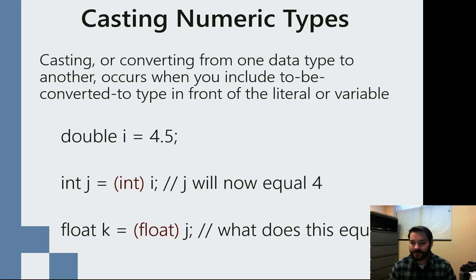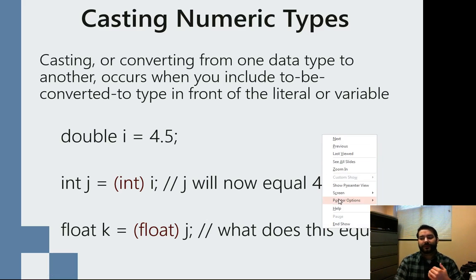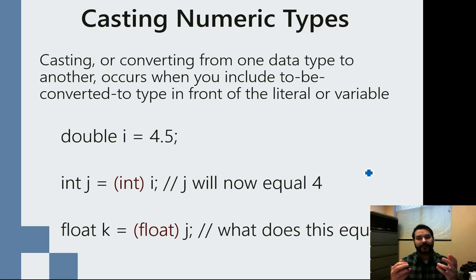If we take a look at the code on the screen, one of the things we're looking at is that I have, for example, a double. I've got a double i, 4.5. Now, I want to turn that into an integer. Since we're going from a double to an integer, we're losing a little bit of our precision. Remember, doubles allow us to have decimal places, and that allows for a little bit more precision. However, the integer, because it only works with whole numbers, does not.